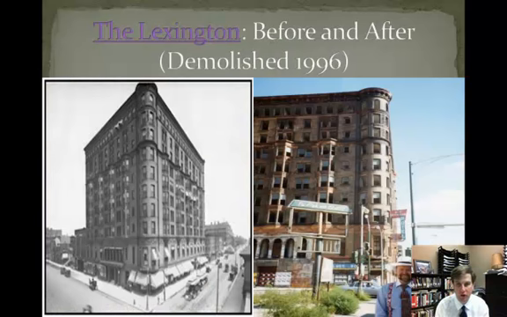This was his hotel. It was called the Lexington, and this is what it looked like on the left. And then, of course, after the height of Prohibition, it was actually demolished in 1996.